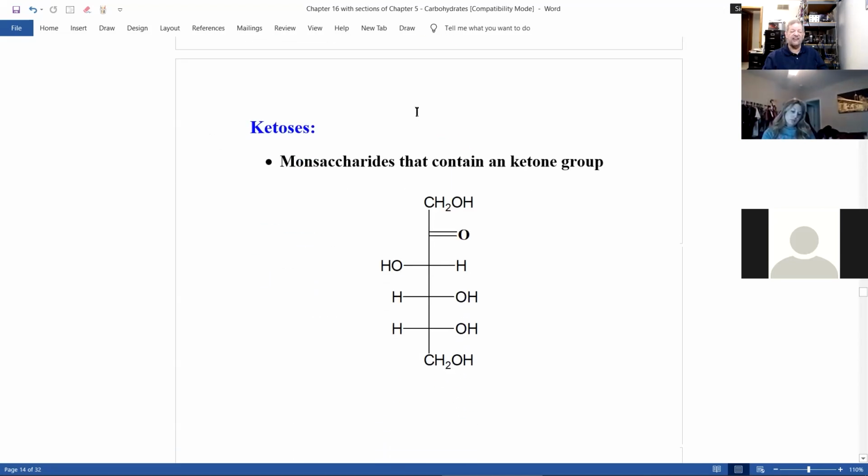Now, if it contains a ketone, remember a ketone: here I have carbons R, here I have carbons R, here I have my carbonyl. That's called a ketose. Anybody ever hear of ketosis?